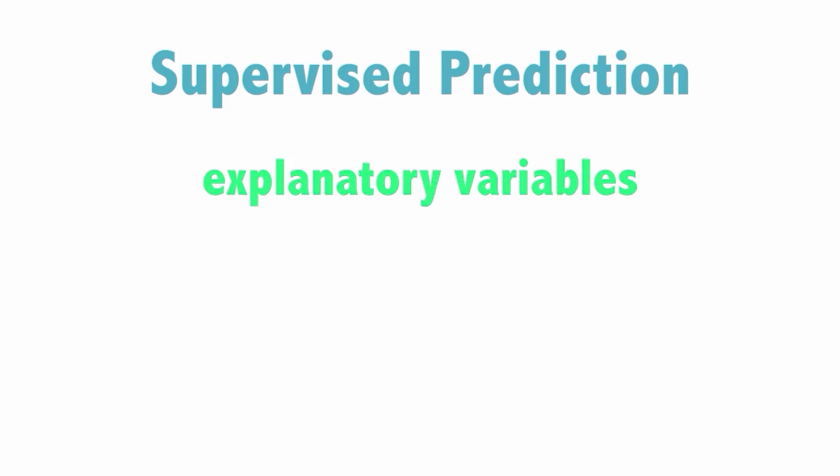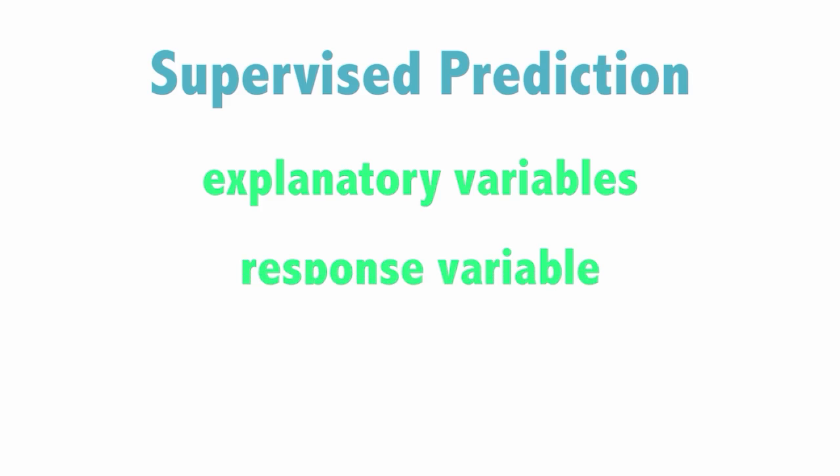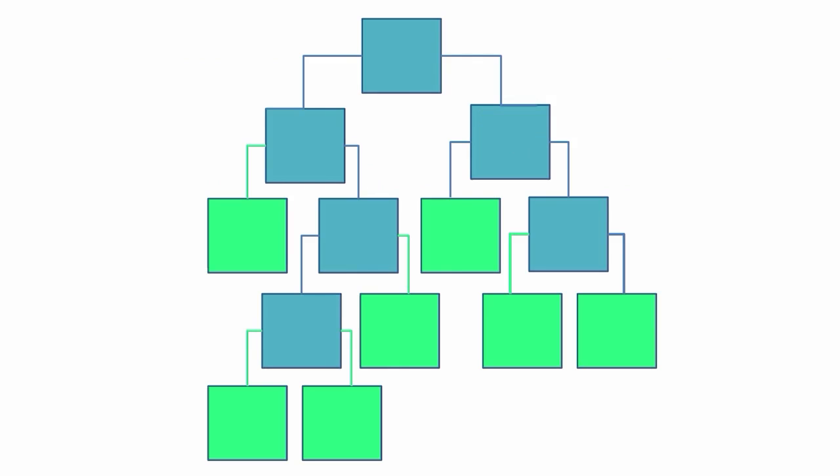In supervised prediction, a set of explanatory variables, also known as predictors, inputs, or features, is used to predict the value of a response variable, also called the outcome or target variable. Decision trees are so named because the predictive model can be represented in a tree-like structure that looks something like this. When the response variable is categorical, the model is called a classification tree.